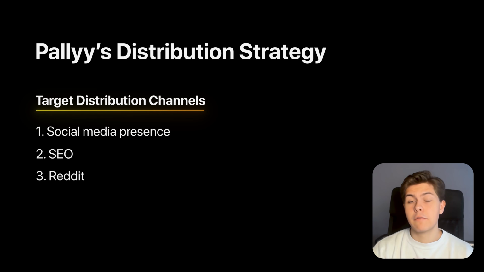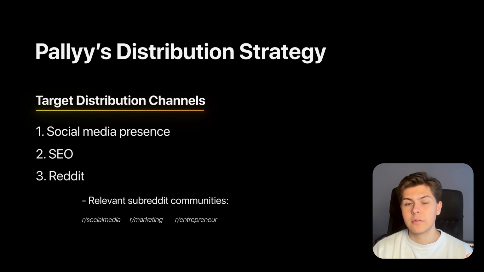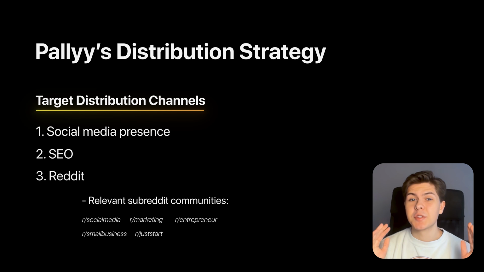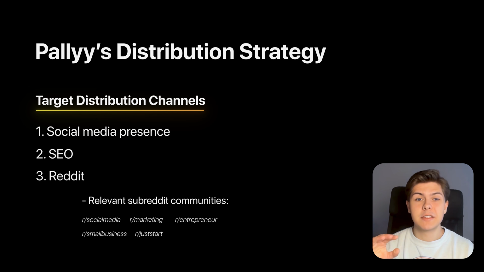So let me be precise. For a social media scheduling tool, I would say that the relevant subreddit communities are social media, marketing, entrepreneur, small business, and just start. These are communities where social media managers, small business owners, and solo founders post questions about tools, workflows, and recommendations. So you could search those communities right now for threads mentioning any companies like Pally, Buffer, Later, or Hootsuite, and you will find that people are asking for alternatives, or that they're complaining about pricing or trying to decide between different options. And those exact threads are great distribution opportunities.